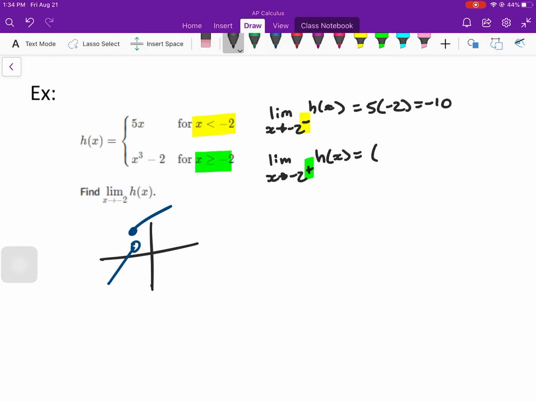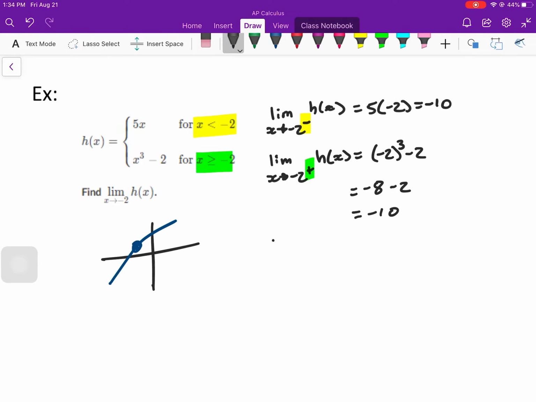So we're going to plug the -2 into the x cubed minus 2, which gives us negative 8 minus 2, which is negative 10. So they are both the same. So the good news is they actually do meet. So I'll just lasso this and bring it down right there. Boom, they actually meet. And so our answer then, the limit as x approaches negative 2 of h of x is negative 10.